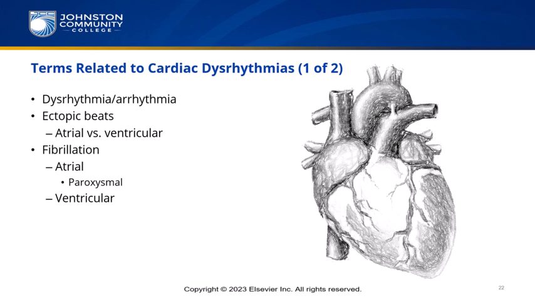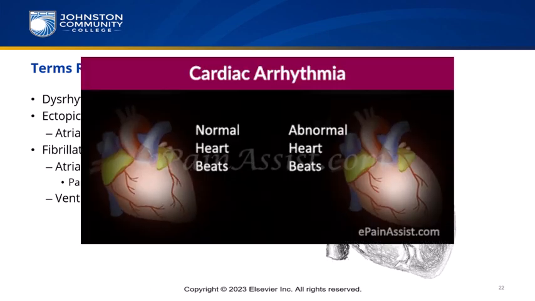Now let's review some terms that are related to cardiac dysrhythmias. Let's look at these first two terms, dysrhythmia versus arrhythmia. So with dysrhythmia, we have a prefix dys meaning abnormal. Rhythmo is our combining form for rhythm, and our suffix ia is our condition. Therefore, dysrhythmia is an abnormal heartbeat. And arrhythmia, remember a is our prefix for no, not, without, which is a synonym of dysrhythmia.